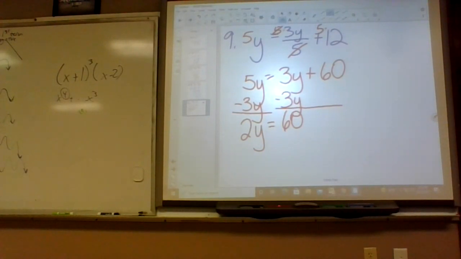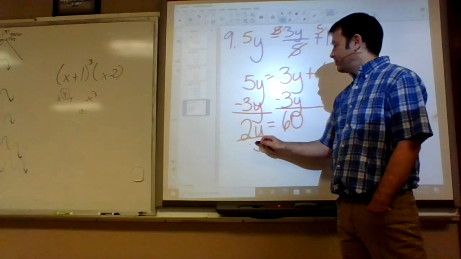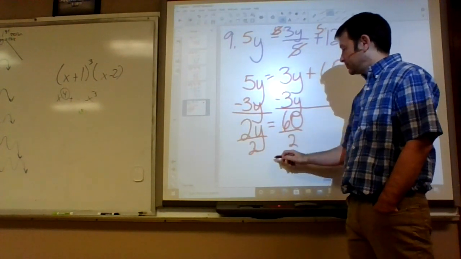And now 60 divided by 2. 60 divided by 2 is 30.